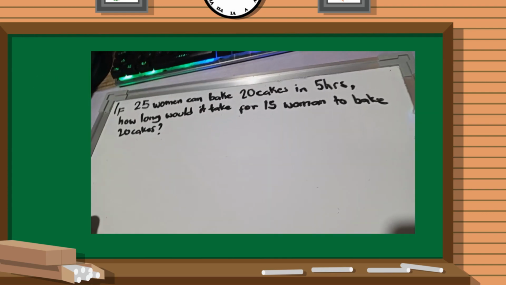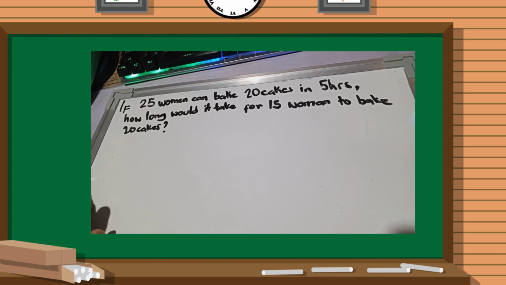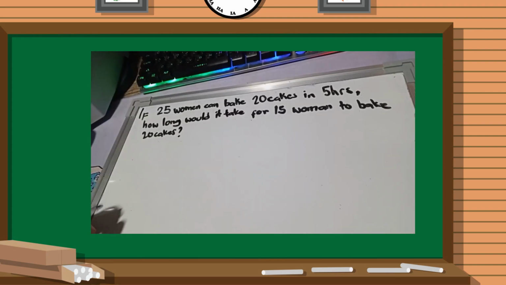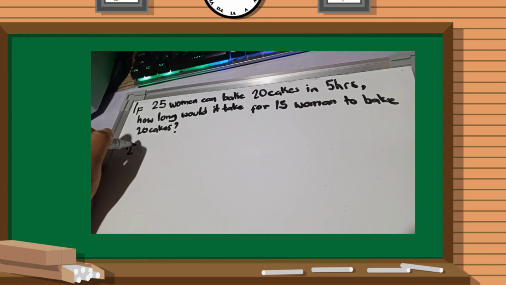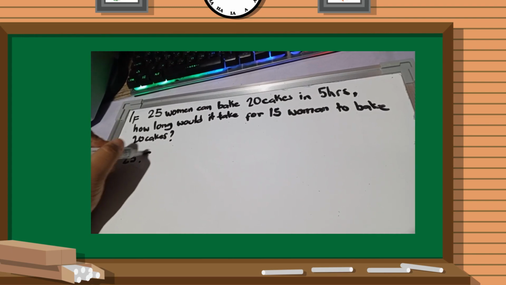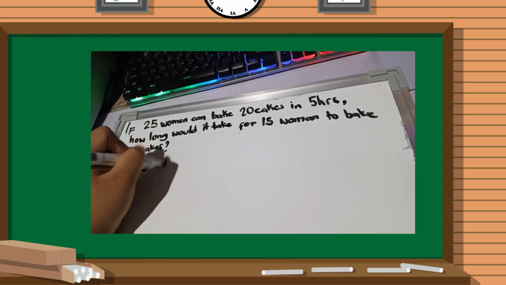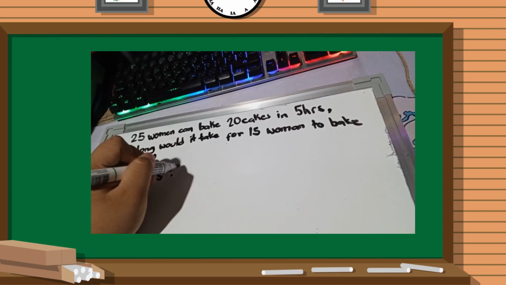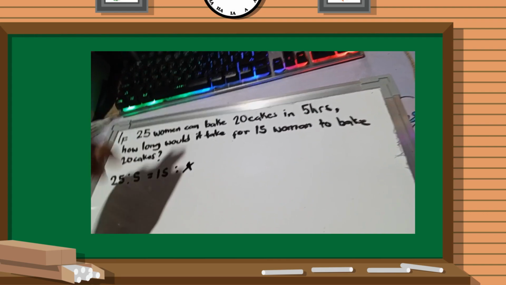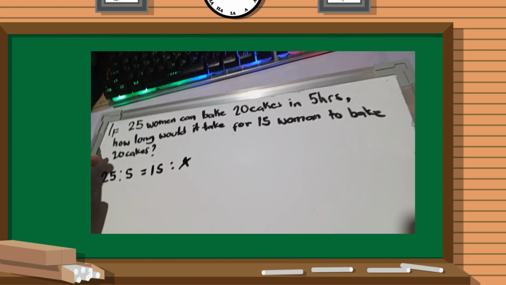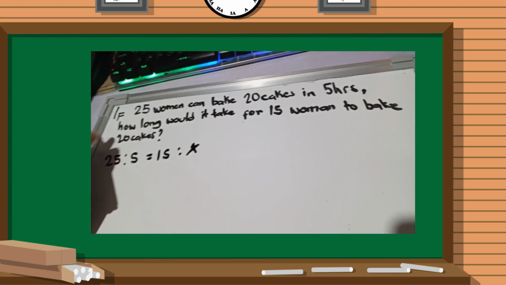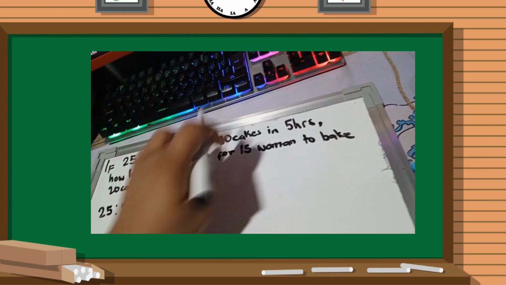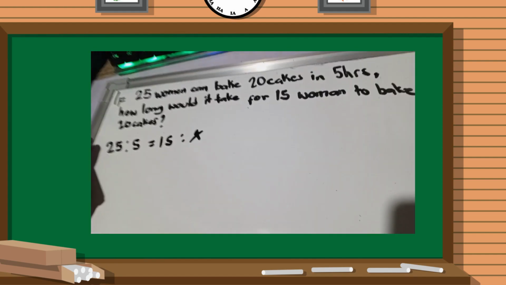Just like the first given two examples, gagawin natin is find natin yung missing variables. So, the given is 25 women, 5 hours, 15 women, 15 women is equals to x. Mapapansin nyo na hindi natin sinama yung 20 cakes kasi hindi naman siya relevant dun sa question. Ang hinahanap lang natin is how long would it take for 15 women to bake 20 cakes.